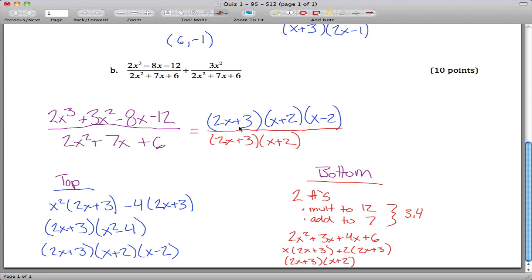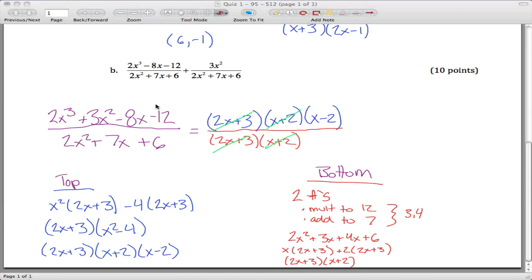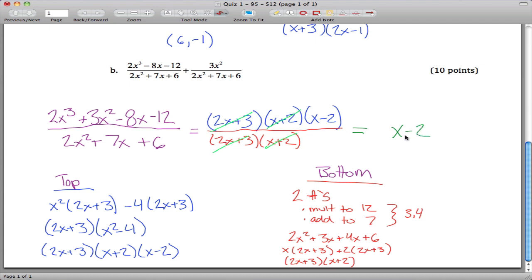And this works out kind of nice because these cancel out and these cancel out. And so our final answer, I don't know what color to use, guess I'll go with green, is x minus 2. So that's the solution, and that's the end of this first quiz.